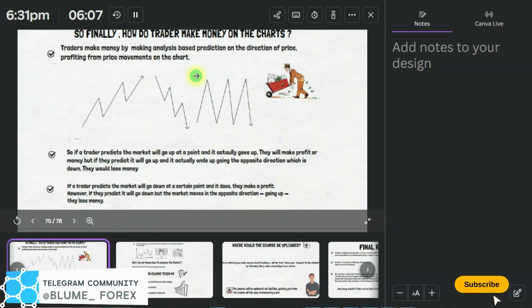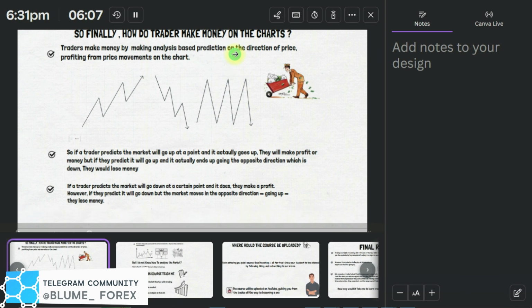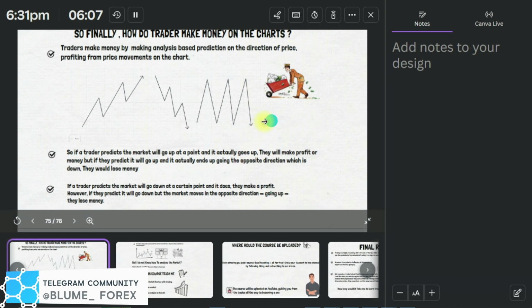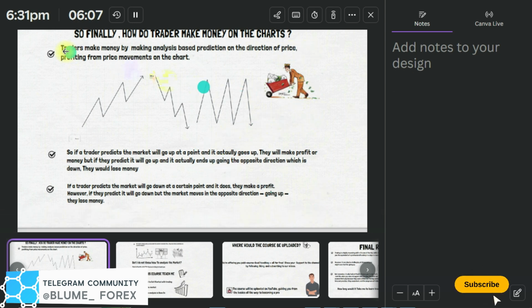Alright, so how do traders make money on the chart? Traders make money by making analysis-based predictions on the direction of price, profiting from price movements on the chart. So in the previous video, I explained what currency price is, and what the red and green bars moving on the chart mean. So traders make money by making analysis-based predictions on whether currency price is going to move up, down, or sideways on the chart.